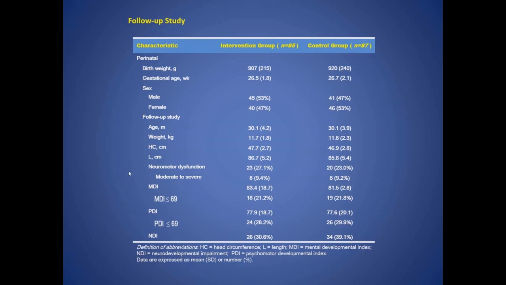Apparently, no difference in the neurological and neuromotor function, as well as the MDI and PDI, no difference between the groups. But I just remind you, most of these babies require only budesonide 1 or 2 doses, which is about 0.25 to 0.5 milligram per kilo per day. Very few of them require 3 doses.